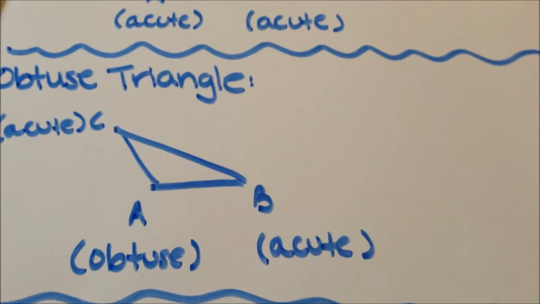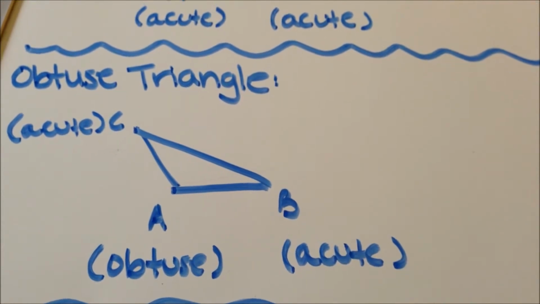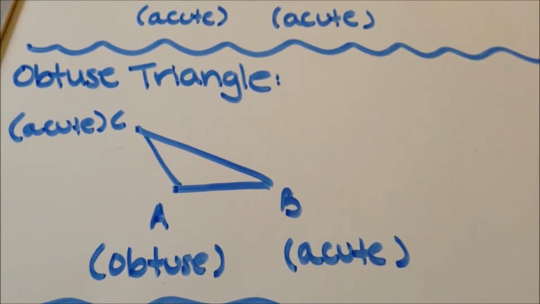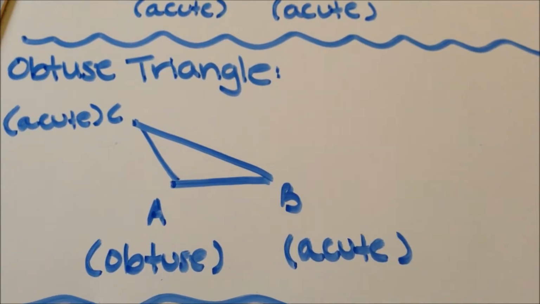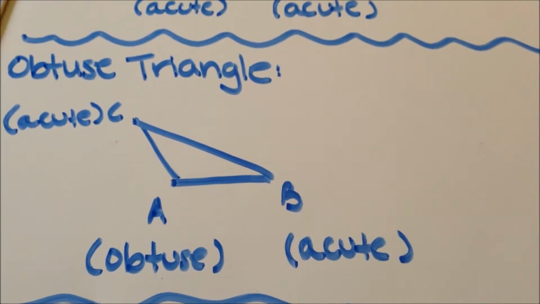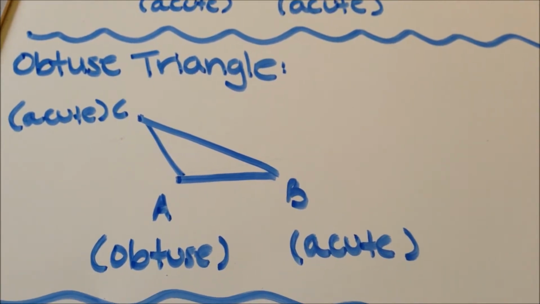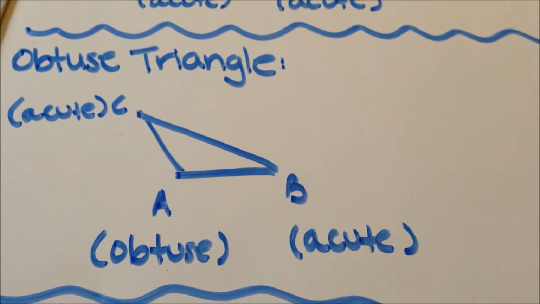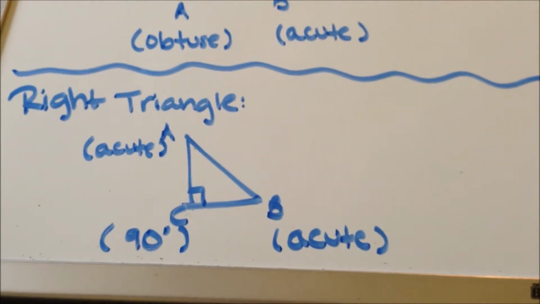Another type of triangle is an obtuse triangle. An obtuse triangle has exactly one obtuse angle and two acute angles. The word obtuse means greater than 90 degrees. So we have one angle that's greater than 90 degrees and we have two angles that are less than 90 degrees.